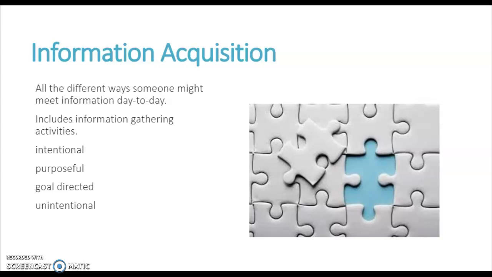Information acquisition is the first part of uncertainty management theory. This is all the different ways someone might meet information day to day. It includes information gathering activities. These can be intentional, purposeful, goal-directed, or unintentional.